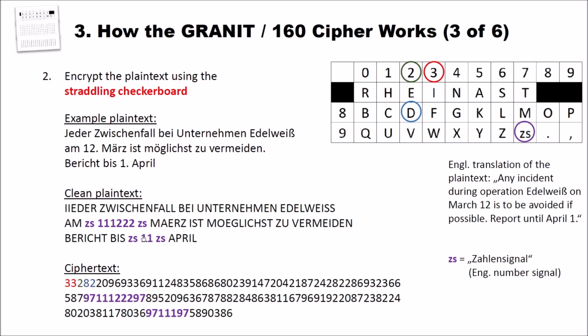Here you can see that we just write the ZS. The ZS is the 97 here. We write the 97 here. Then the 111, the 222, and then again the 97. So we encrypt our cleaned plaintext using the straddling checkerboard.